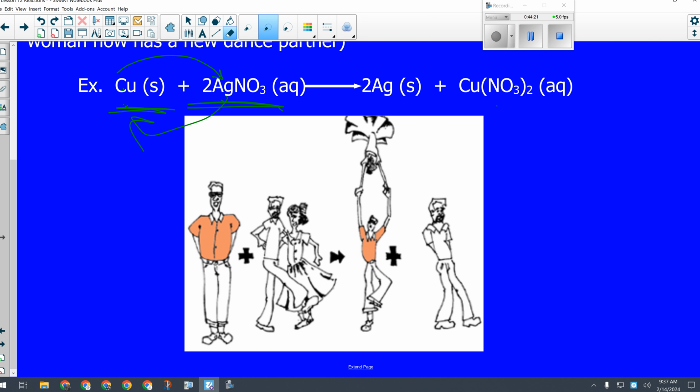So in a single replacement reaction, an element reacts with an ionic compound, replaces the part of the ionic compound that it's like, and your products will be that replaced thing by itself and a new ionic compound. You only ever get ionic compounds. Now, it could work this way as well.